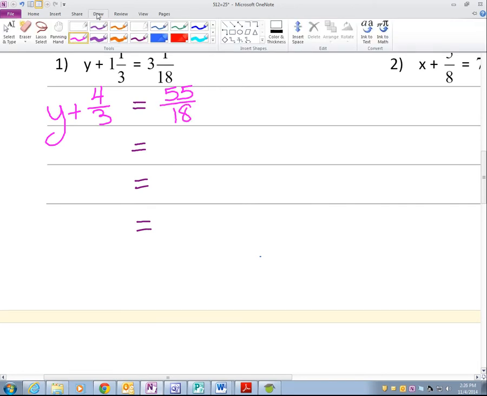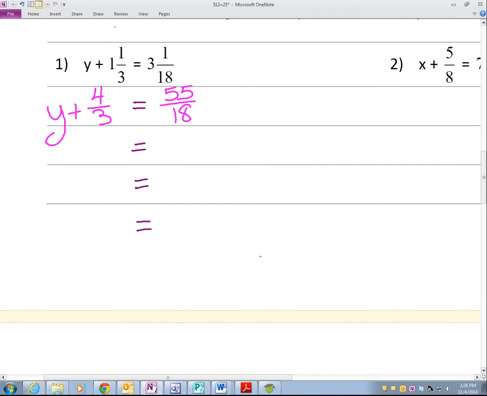What's happening to the y is it is being added by 4/3. So I need to subtract 4/3 to get that to go away. Now I just have y on this side. So now I'm down to 55 over 18 minus 4/3, which comes down to, I need to get a common denominator for this 3. The least common denominator with that 3 is going to be 18 itself.